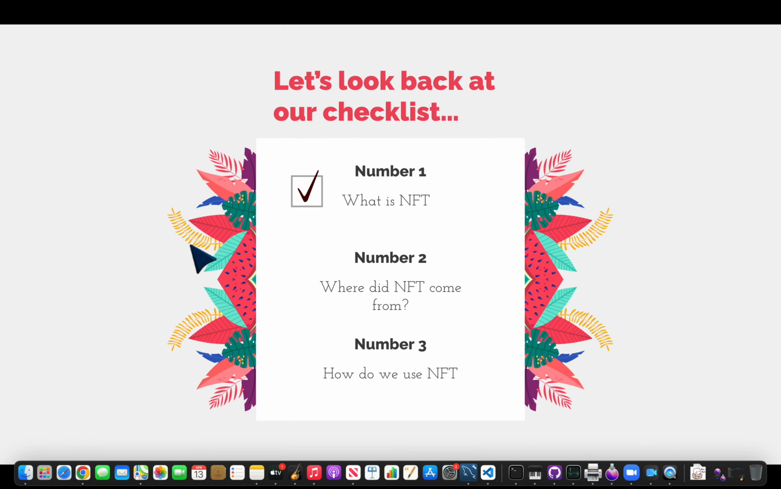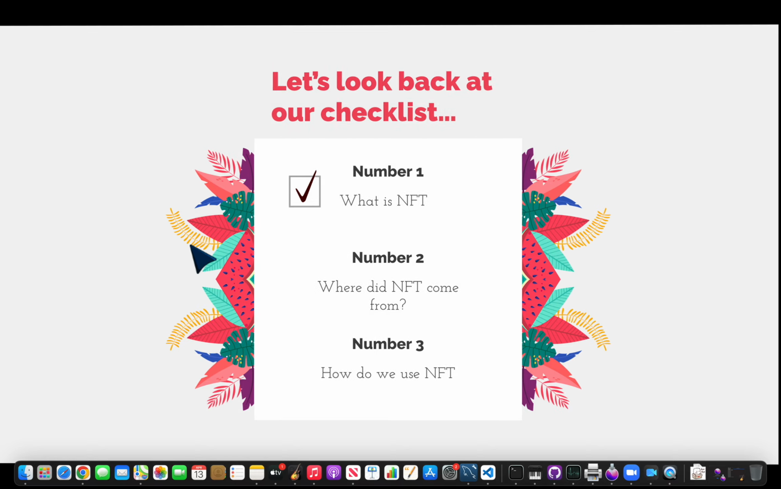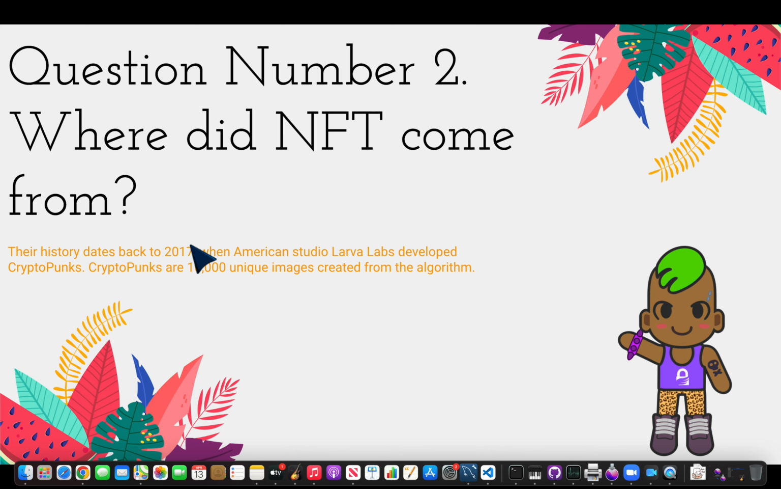So let's look back at our checklist. We can answer what is NFT, and let's continue. Question number 2. Where did NFT come from? Well, their history dates back to 2017 when American studio Larva Labs developed CryptoPunks.